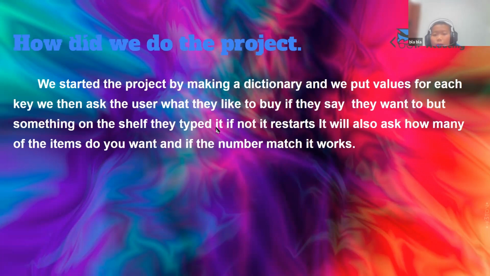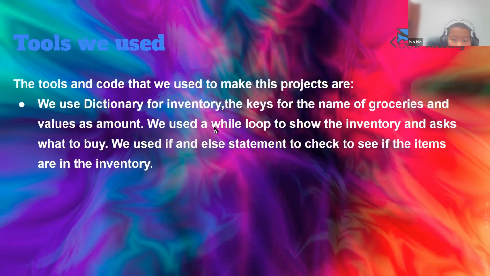We started the project by making a dictionary and we put values for each key. Then we ask the user what they would like to buy, and if something is not on the shelf, it's going to restart. But if not, it's going to ask you how many items you want, and if the number matches, it subtracts from the amount in the inventory in the dictionary.